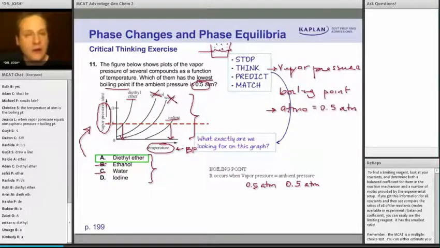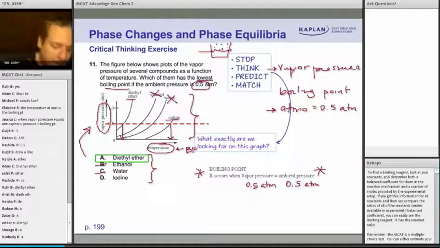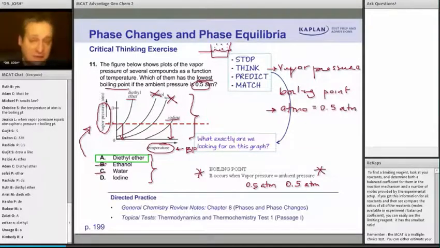So when given a graph, where one axis gives you an answer, go immediately to the other axis and think, how can I connect these? But this definition of boiling point isn't the traditional one people think of. This is the one the MCAT loves to test. When vapor pressure equals ambient pressure, that's when you see boiling. That's when you hit that temperature that allows the vapors to escape. So know that equation, know that definition.